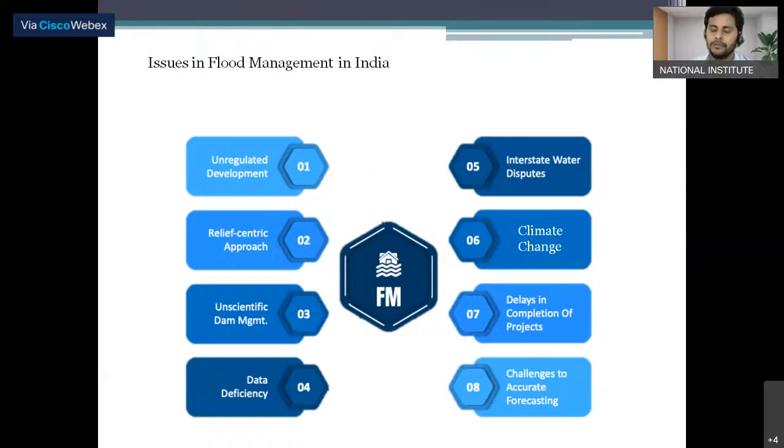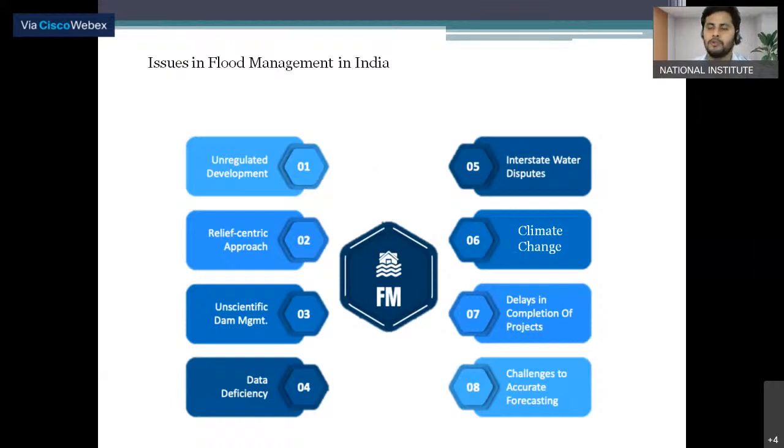Before talking about the flood mitigation measures, I would like to comment on what the issues in flood management in India are. The first one is unregulated development, because India is one of the developing countries, with the second largest population. There is huge rapid urbanization taking place. In order to accommodate the population growth, development is happening in a haphazard way. We are encroaching on the natural canals and the drainage systems, which has resulted in floods in our societies and in our country.